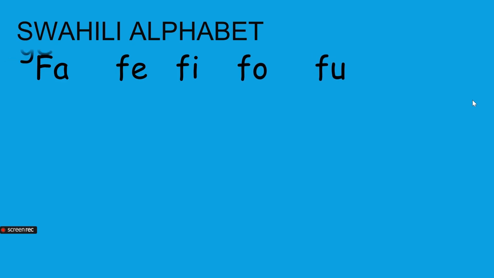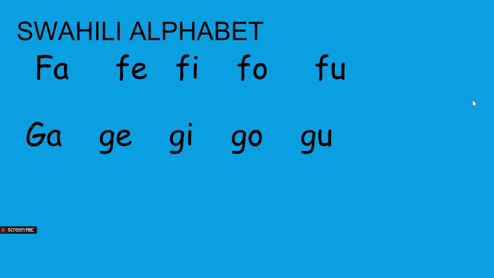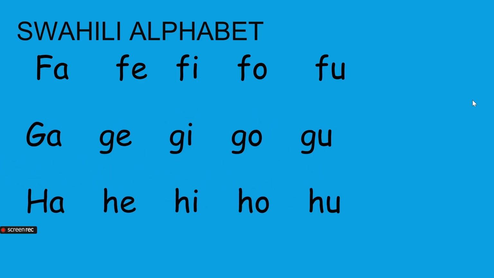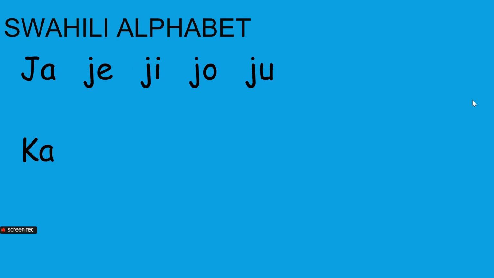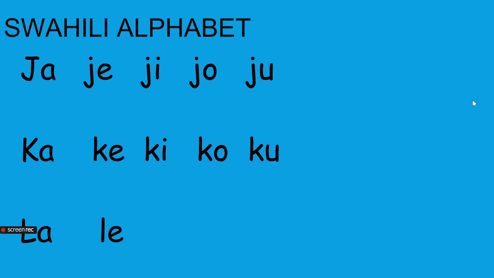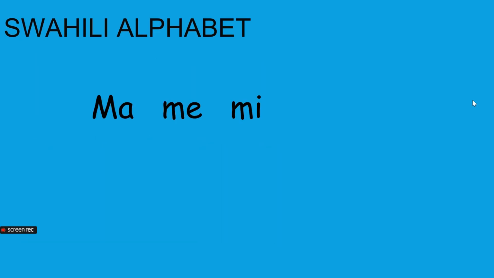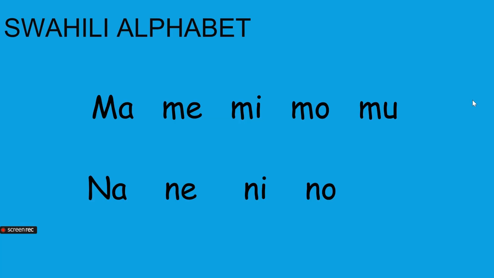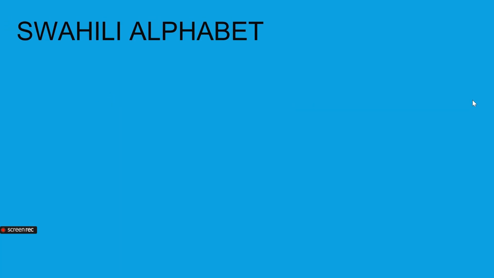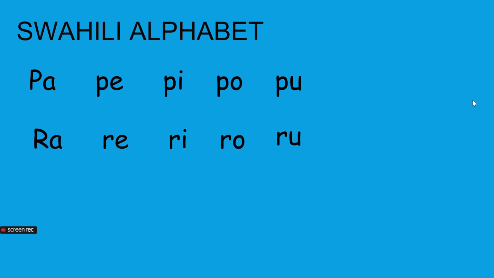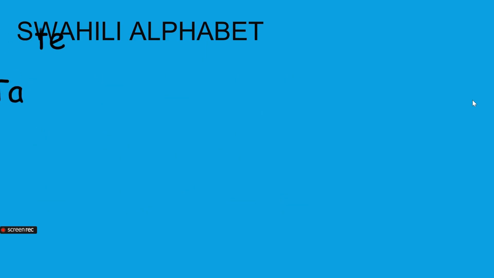fa, fe, fi, fo, fu. Read with me. Ga, ge, gi, go, gu, ha, he, hi, ho, hu. We're going to combine this for the rest of the alphabet. Ja, je, ji, jo, ju, ka, ke, ki, ko, ku, la, le, li, lo, lu. Ma, me, mi, mo, mu, na, ne, ni, no, nu. Pa, pe, pi, po, pu, ra, re, ri, ro, ru. Sa, se, si, so, su.